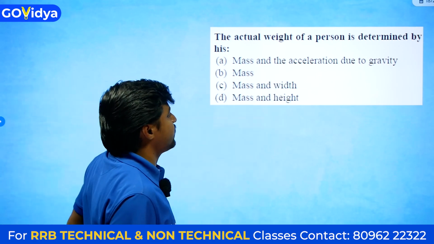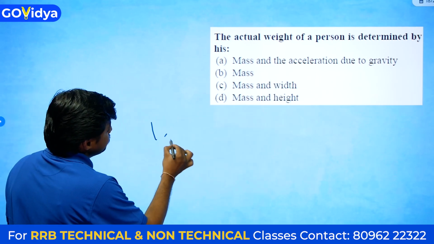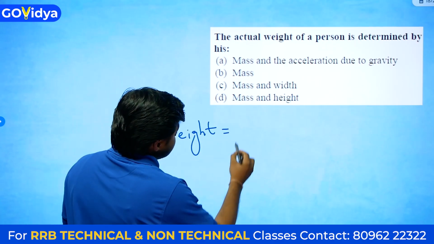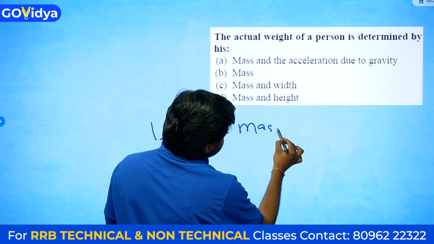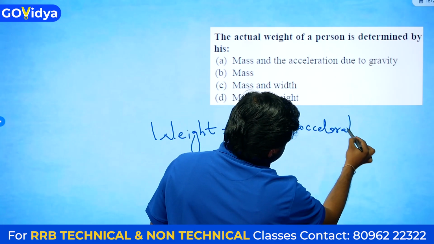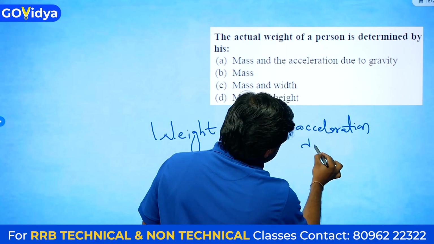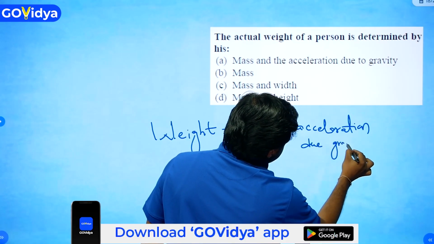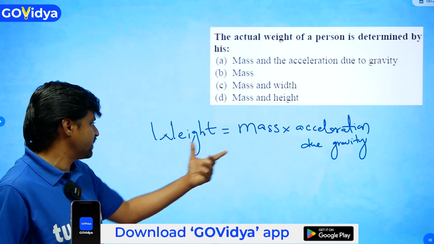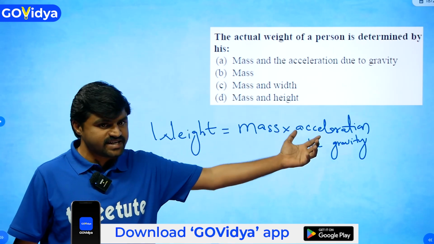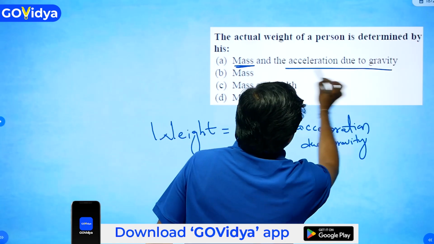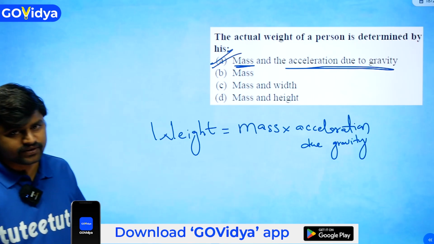Actual weight of a person is determined by: actual weight is equal to mass into acceleration due to gravity. Weight is equal to mass into acceleration due to gravity. Weight depends on mass and acceleration due to gravity. From the options, mass and acceleration due to gravity, option A is the correct answer. Okay, next question.